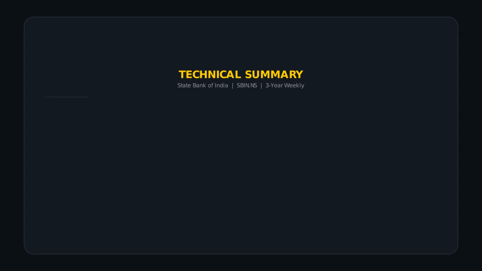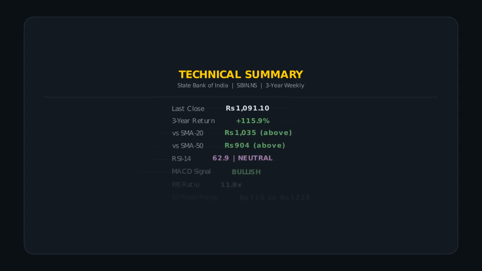Here is the complete technical summary for State Bank of India. The stock has returned plus 115.9% over 3 years. RSI is 62.9, neutral. MACD is bullish. Price is above the 50-day moving average. The technical picture is constructive. Multiple bullish signals are aligning. Remember, this is math. Every number here has a formula behind it.